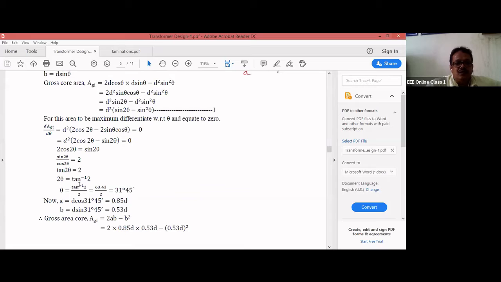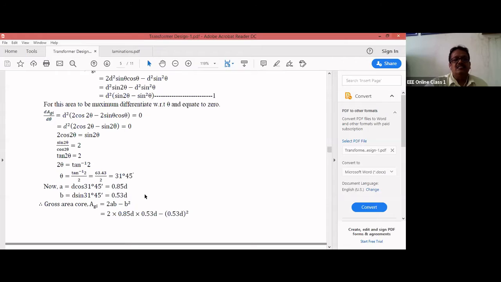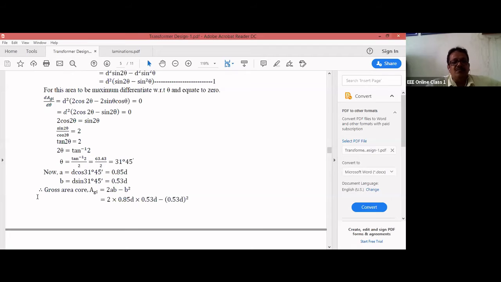So 2 theta is equal to tan inverse of 2, and theta is equal to tan inverse of 2, divided by 2. Putting in the value, theta is equal to 31 degrees 45 minutes. Then for A, A is equal to D cos theta, with theta equal to 31 degrees 45 minutes, so A is equal to 0.85 D. And substituting for B, B is equal to D sin of 31 degrees 45 minutes, which gives 0.53 D. Then finally, find out what?